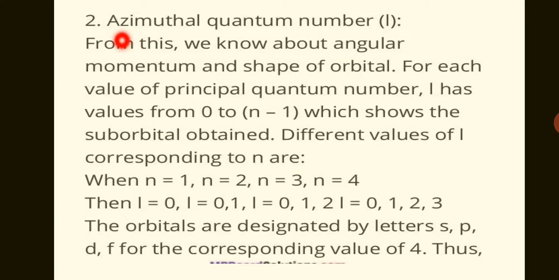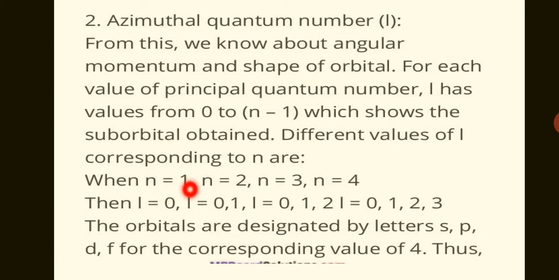After this, the next important quantum number is the azimuthal quantum number, which is denoted by a small l. From this, we know about the angular momentum and the shape of the orbital. For each value of the principal quantum number, l has values from 0 to n minus 1. Remember this, which shows the subshell obtained.